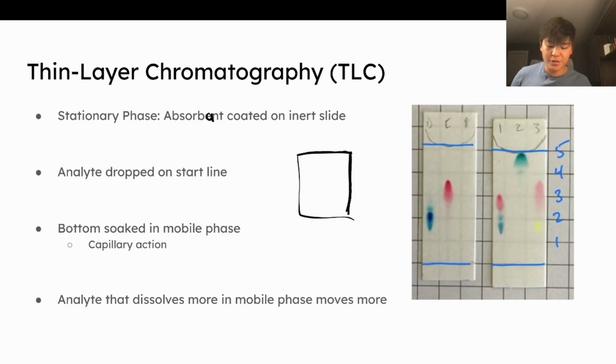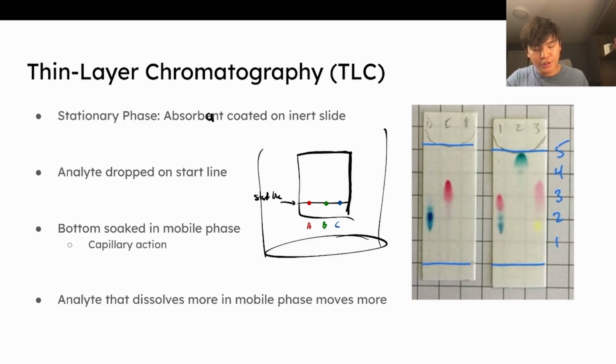Now what we do is we have something called a start line. And we basically drop our analytes on here. Let's say we have analyte A, we drop it here, analyte B, analyte C. A, B, and C. We just drop them on, maybe with a pipette or whatever. And then now, let's say we have a big beaker.